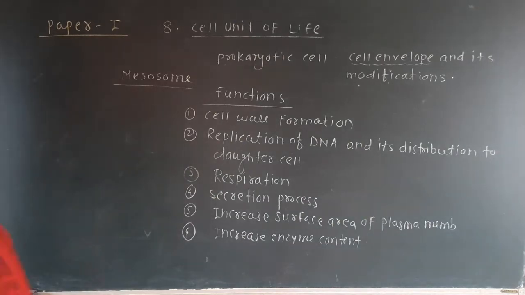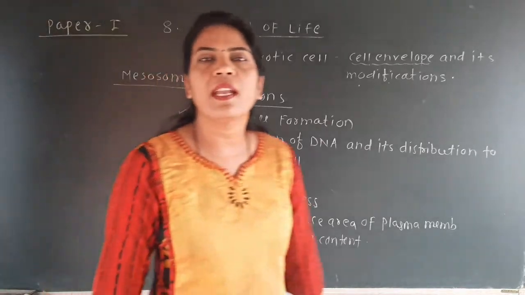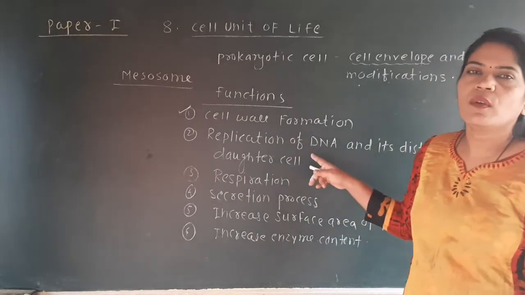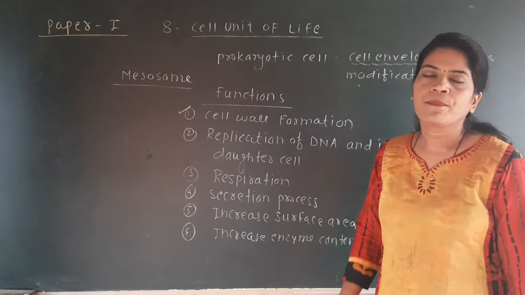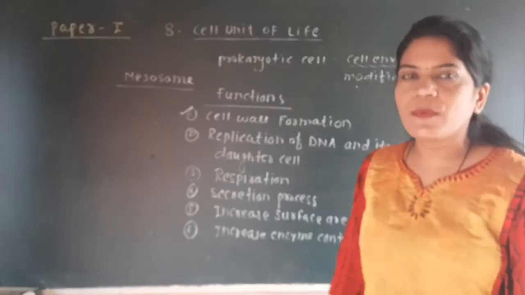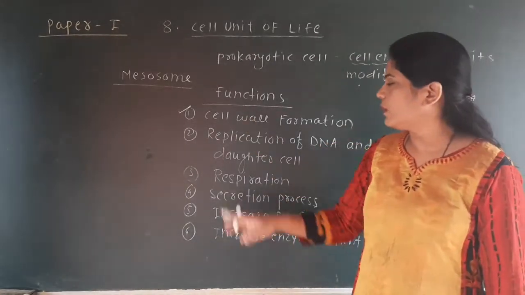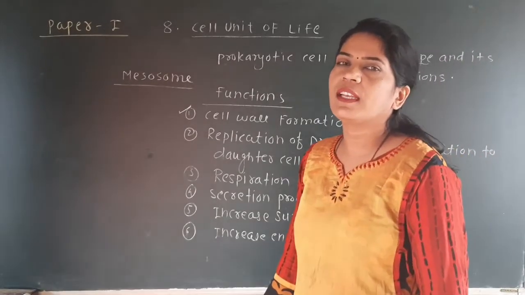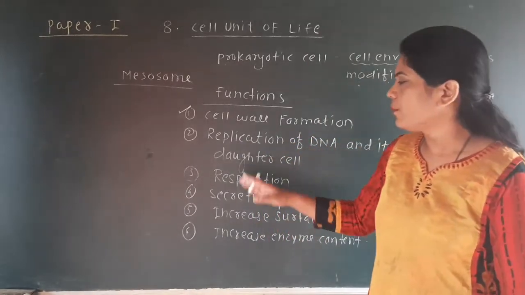Which functions are given here? First function is that mesosome is involved in the cell wall formation. Replication or synthesis of DNA and their distribution into the daughter cell is another function of this mesosome. Respiration, which is a natural physiological process of the bacterial cell or all living cells, is carried out by this mesosome. Secretion process, some material which is not required by the cell is secreted outside the cell, that is also the function of the mesosome.